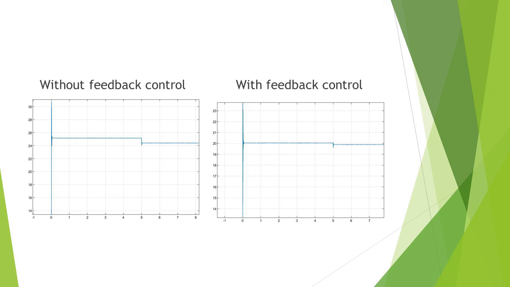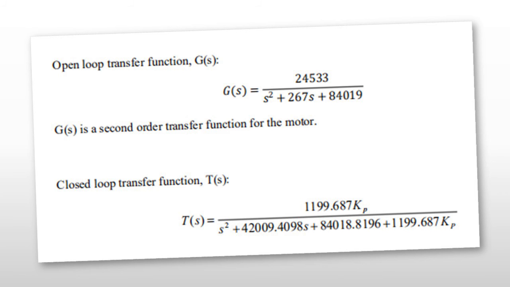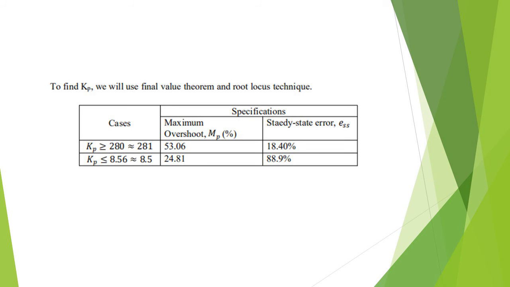Through the process, we found that the gain of the tacho generator is 0.0489, while the gain of the motor is 0.292. The above are the open loop transfer function G(s) and the closed loop transfer function T(s). To find the controller proportional gain, we use the final value theorem and root locus technique. Above is the value obtained through the root locus technique for two different cases.